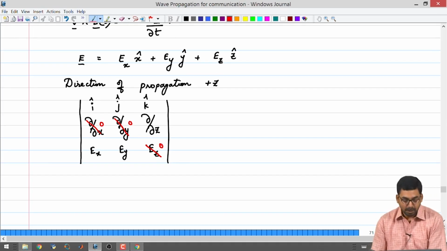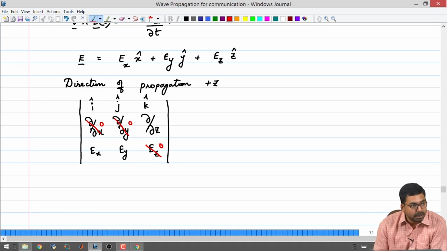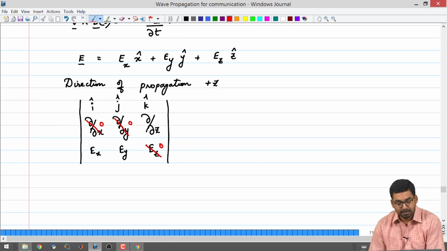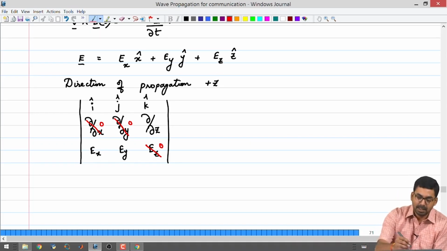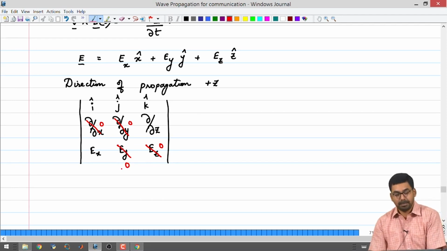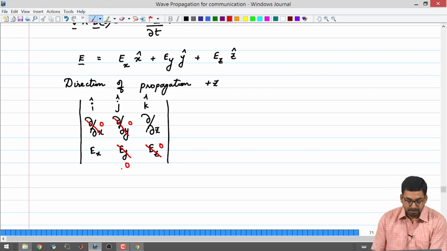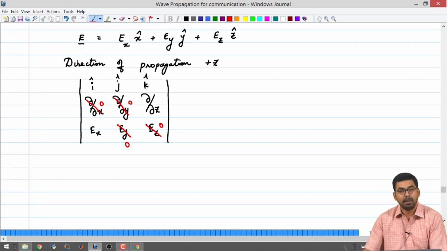Then you have a choice between Ex or Ey. Both of them will give you a non-zero magnetic field on the right hand side. So, both of them are valid, but just to make our job easier, let us say that the electric field has only an x component. So, what we are doing now is forcing this to be 0. We are creating an electric field which has only an x component, in other words.